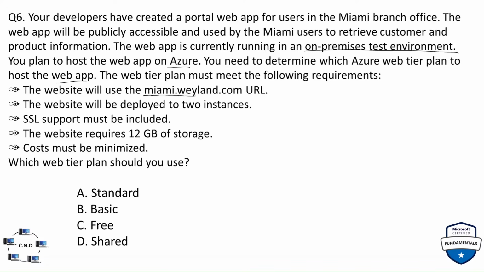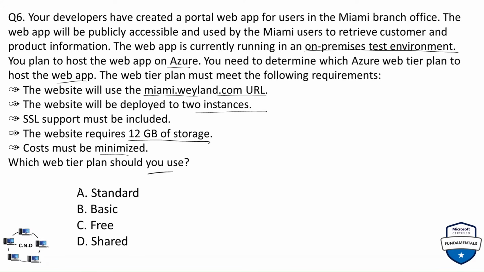miami.wayland.com. The website will be deployed to two instances. SSL support must be included. The website requires 12 GB of storage. Cost must be minimized. Which web tier should you use?